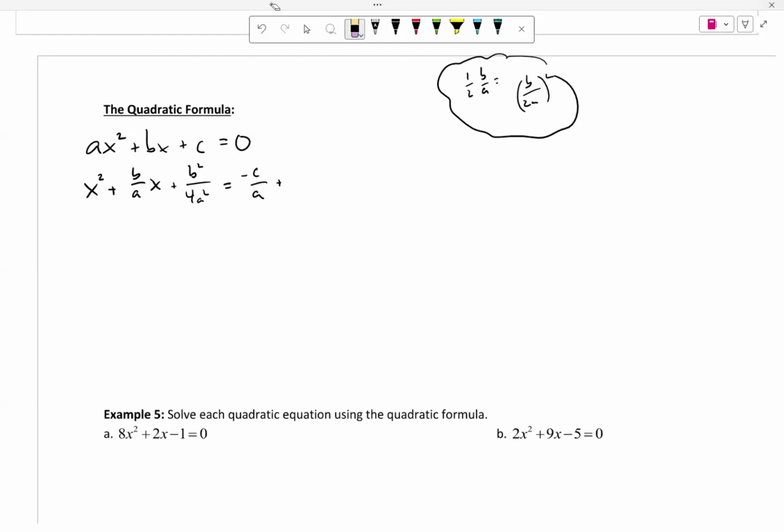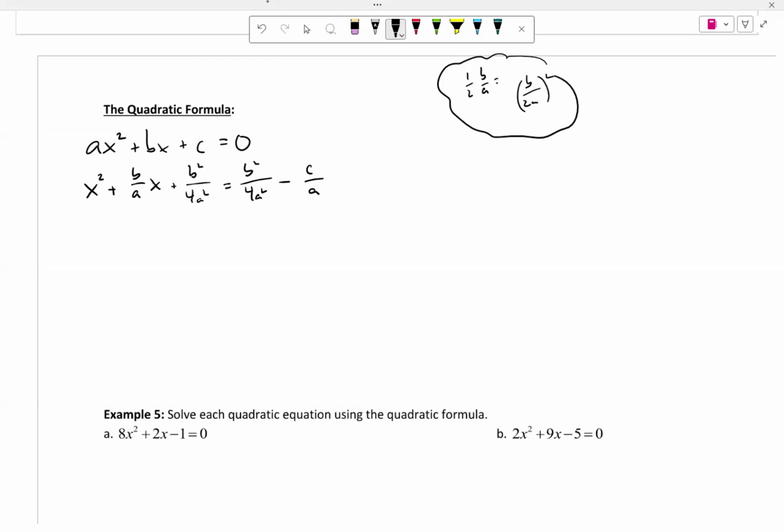I don't like to start with the negative, so I'm going to sneak it in here. I'm going to add b squared over 4a squared right there. Should we just erase it so this looks a little bit prettier? Move that minus c over a. I'm going to do that. So I add b squared over 4a squared to both sides, so that minus c over a.